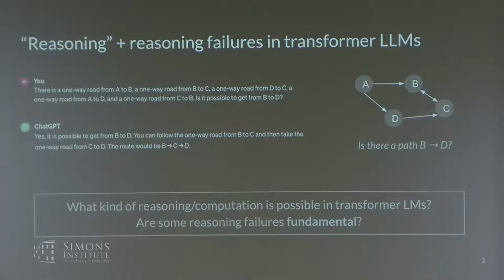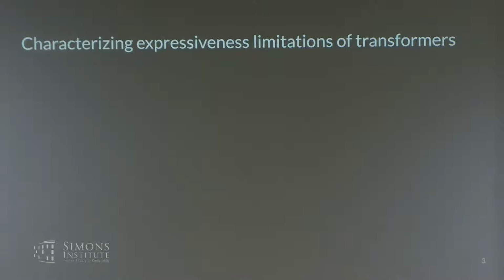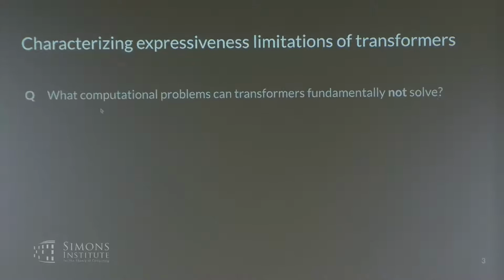So a fundamental question, motivated by this, is what are the kinds of reasoning or computation that we can expect to be implementable in transformers? In some sense, that's one of the big questions of this workshop. And then also, I think one of the interesting aspects of this question is, are there some kinds of computations that are fundamentally difficult or hard to express in a transformer? And one way we can formalize this is in terms of characterizing the expressivity of the model. So the basic question is, what kind of computational problems can transformers fundamentally not express?